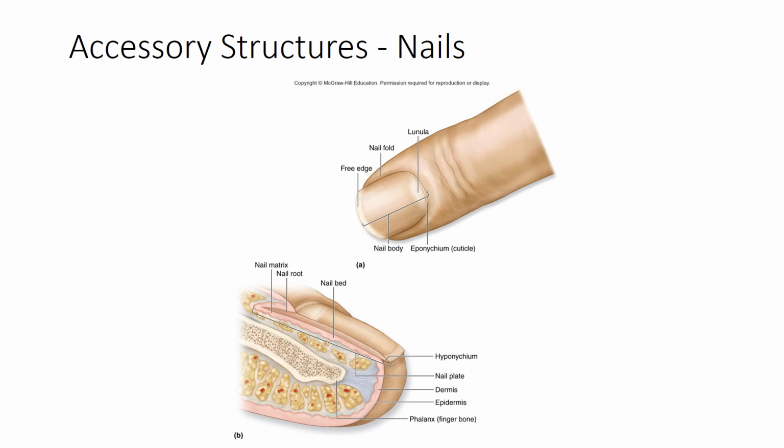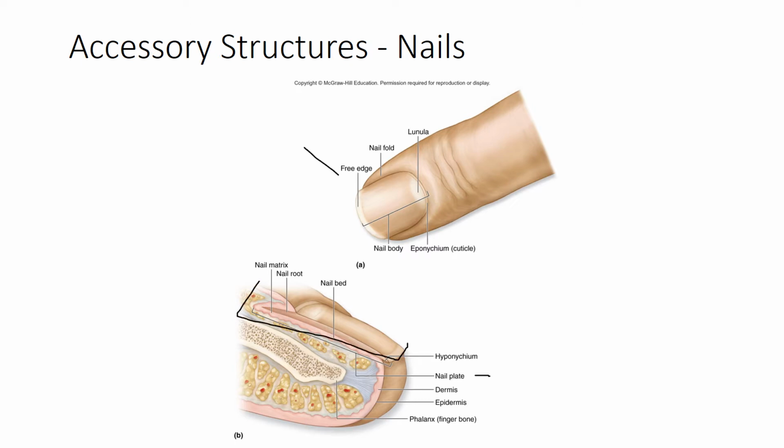The integumentary system has a couple of accessory structures that are derived from it, so let's start by looking at our nails, which are scale-like modifications of the stratum corneum. Again, the stratum corneum is the superficial-most layer of the epidermis. All right, so when we look at our nail plate, it has a couple of different regions.